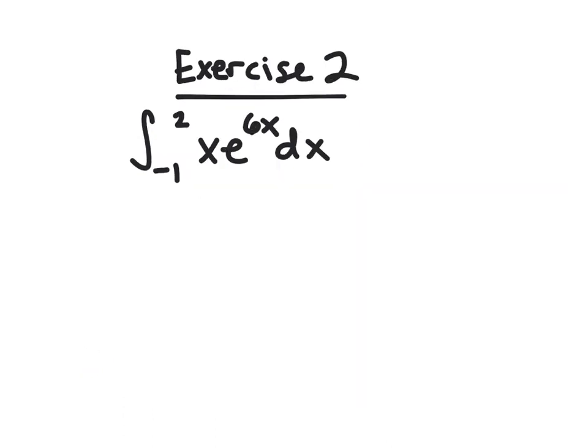All right, so here's the second exercise. It's going to be fairly similar to the first one, except now it's definite, and e to the 6x is just a little bit more complicated than e to the x.